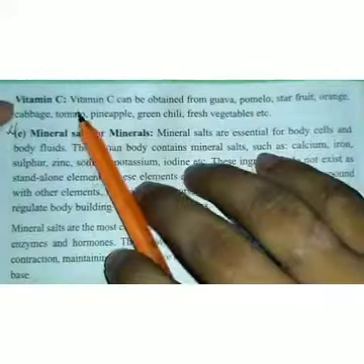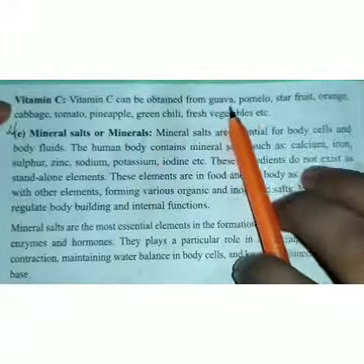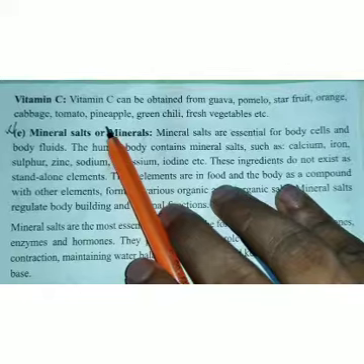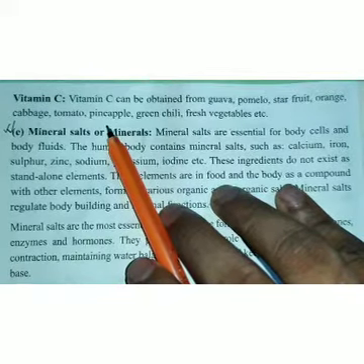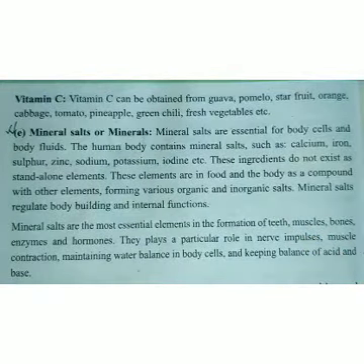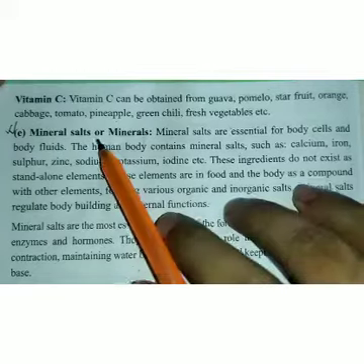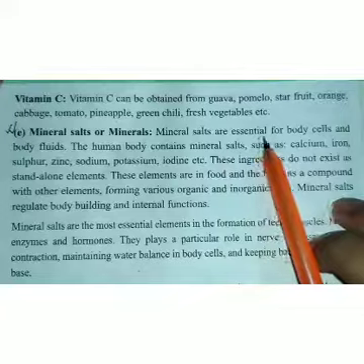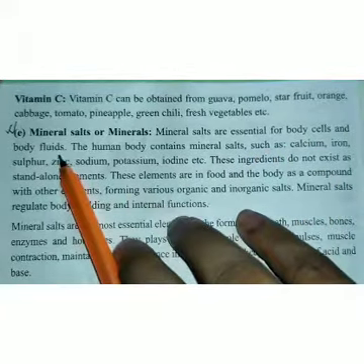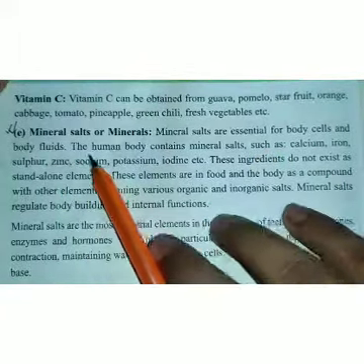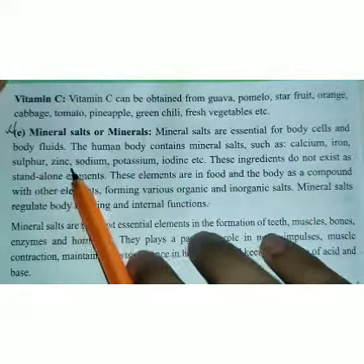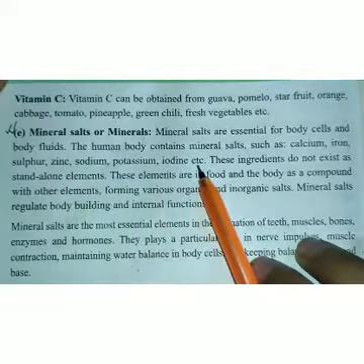Then vitamin C. Vitamin C can be obtained from guava, pomelo, star fruits, orange, cabbage, tomato, pineapple, green chili, fresh vegetables, etc. Then another option is mineral salt or minerals. Mineral salts are essential for body cells and body fluids. The human body contains mineral salts such as calcium, iron, sulfur, zinc, sodium, potassium, iodine, etc.